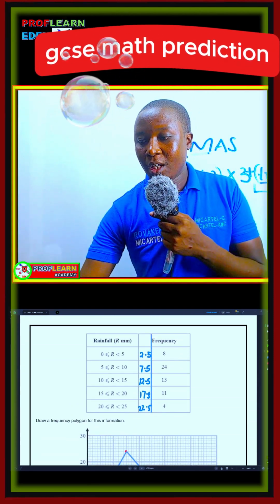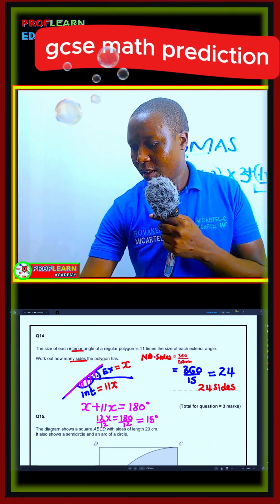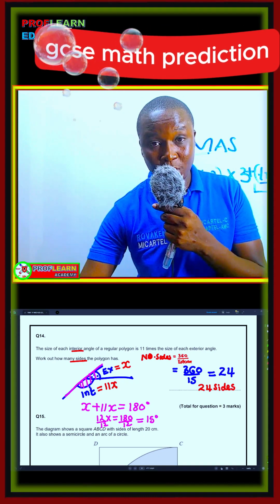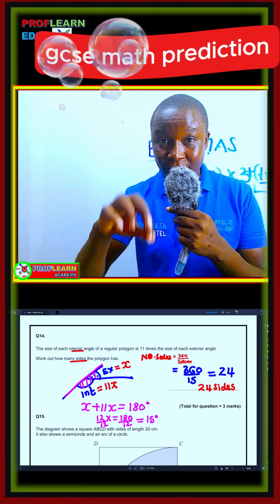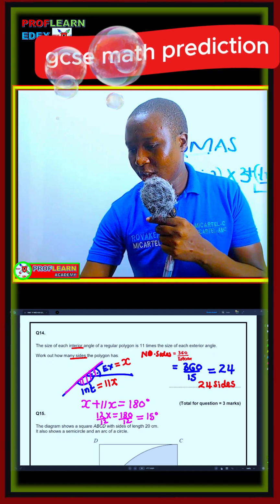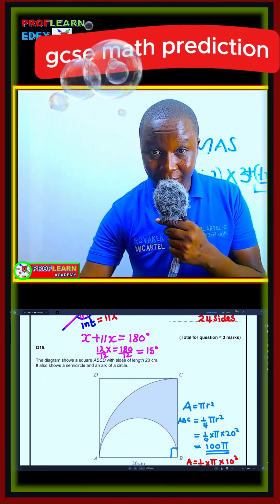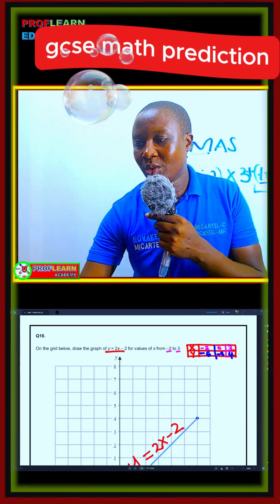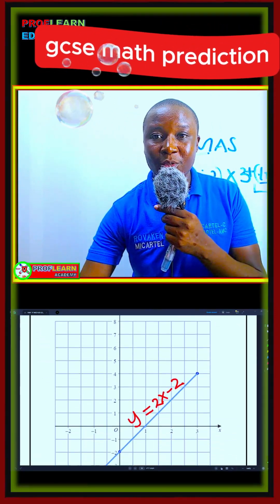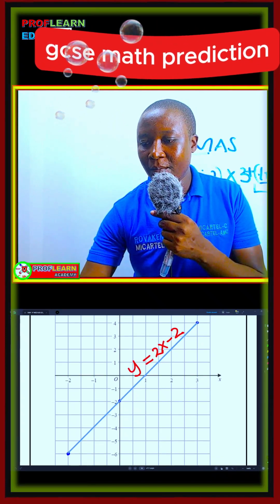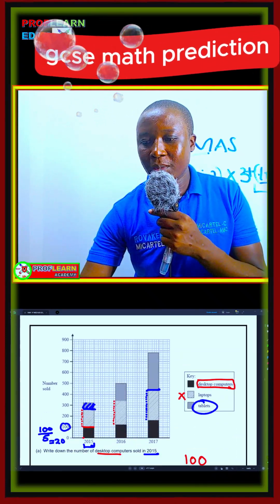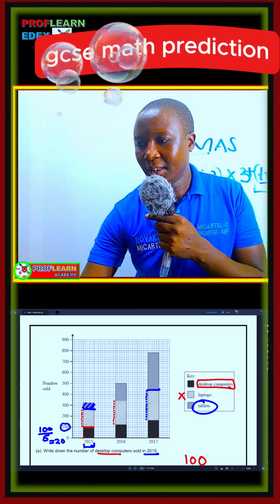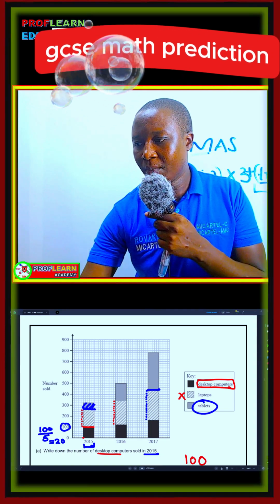Statistics, drawing a frequency polygon. We have questions to do with interior and exterior angles of regular polygons. I have detailed videos on that, so make sure you check through how I explain that. Finding shaded regions, angles. Here we have a straight line and representing them on a straight line graph. You'll also not miss a question to do with a compound pie chart like this one.